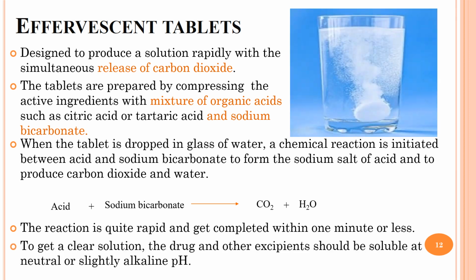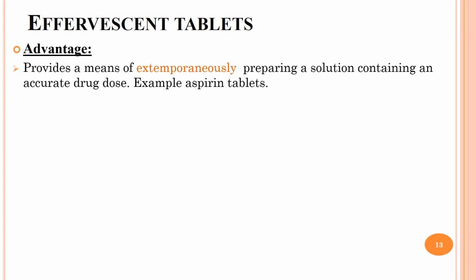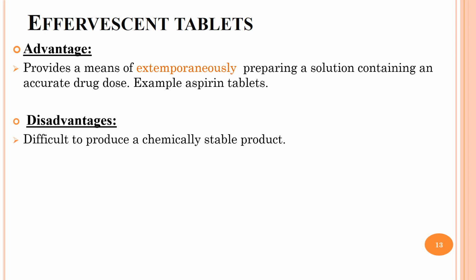To get a clear solution, the drug and other excipients should be soluble at neutral or slightly alkaline pH. Advantage of this category is it provides the means of extemporaneously preparing a solution containing an accurate drug dose, for example aspirin tablets, whereas the disadvantages are they are difficult to produce a chemically stable product.